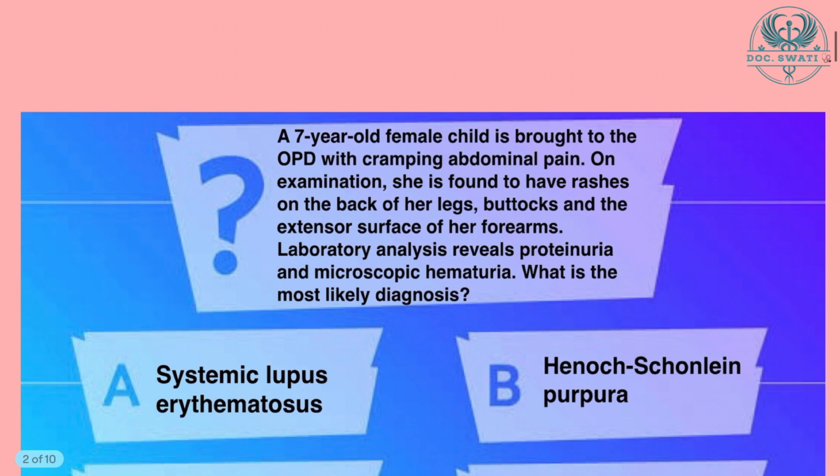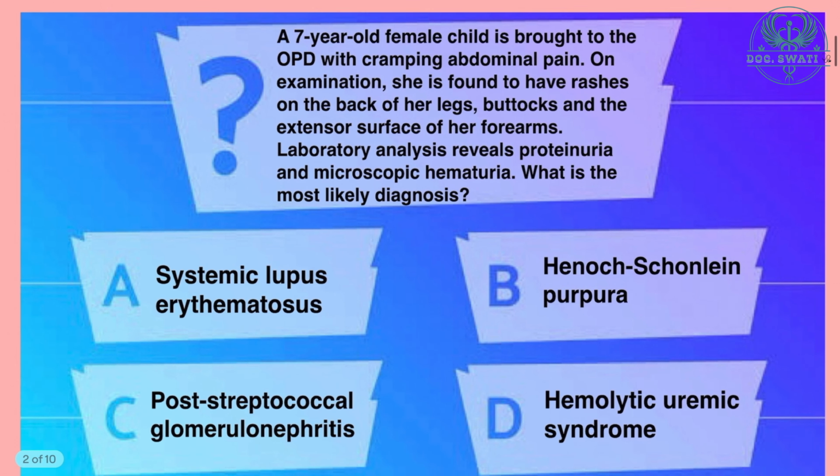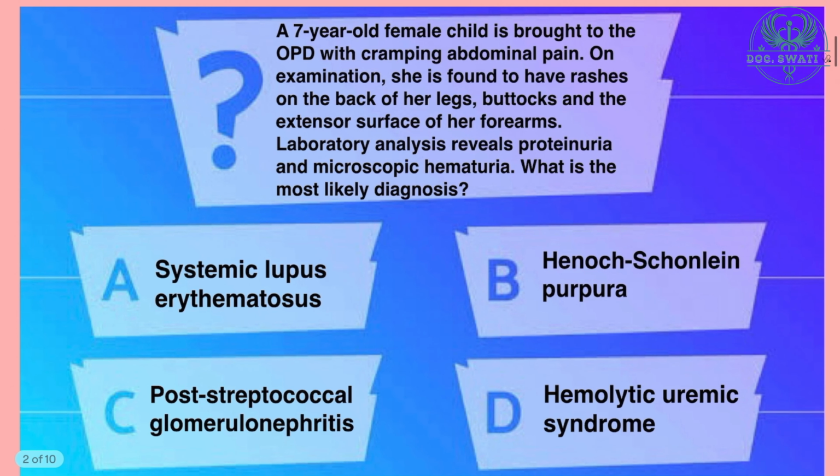So let's begin our today's discussion with solving this MCQ. A 7-year-old female child is brought to the OPD with cramping abdominal pain. On examination, she is found to have rashes on the back of her leg, buttocks and the extensive surface of her forearms. Laboratory analysis reveals proteinuria and microscopic hematuria. What is the most likely diagnosis?